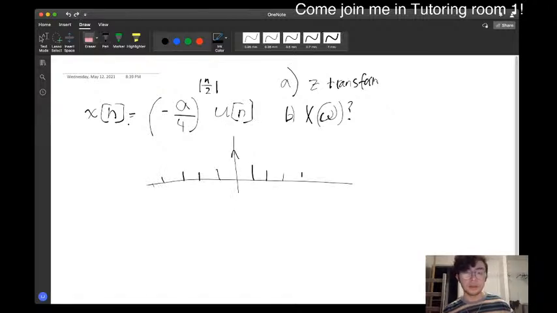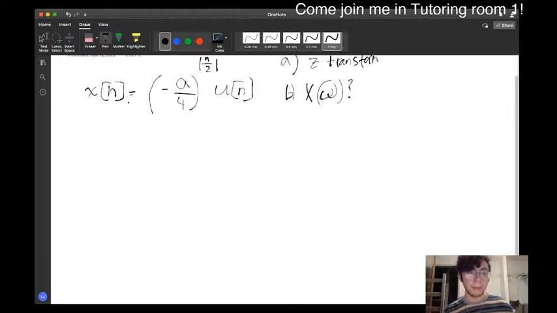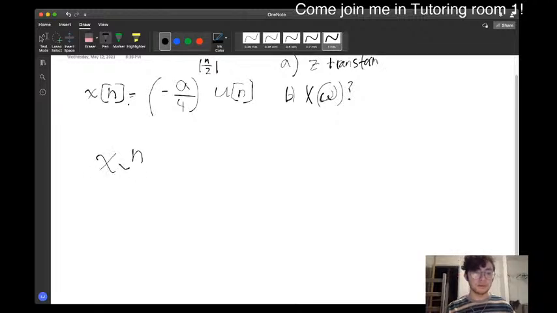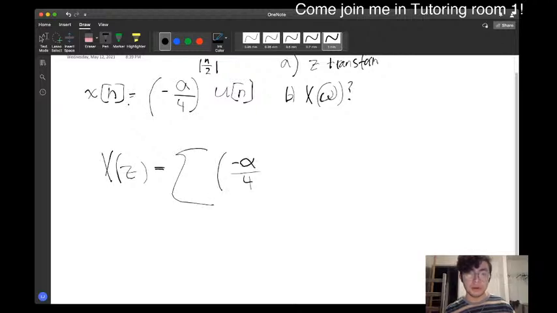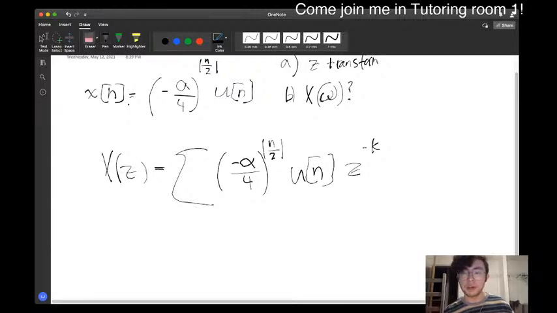Okay, so let's go ahead and try and take the Z transform here. If we remember the definition of the Z transform, it's defined as this summation. So we get the summation of negative alpha over 4 to the n over 2 times u[n] times z to the minus n. Oh, why did I say k? This was n. And this is defined for n from negative infinity to infinity.